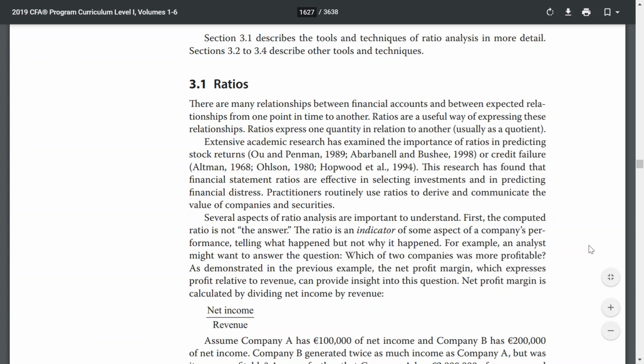Extensive academic research has examined the importance of ratios in predicting stock returns or credit failures. This research has found that financial statement ratios are effective in selecting instruments and in predicting financial distress. Practitioners routinely use ratios to derive and communicate the values of companies and securities.